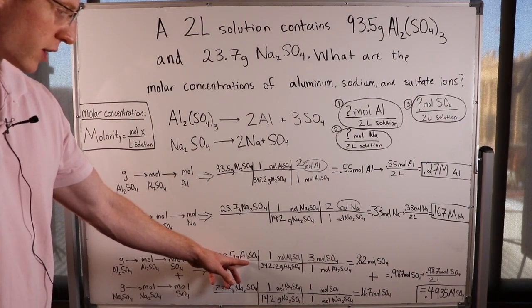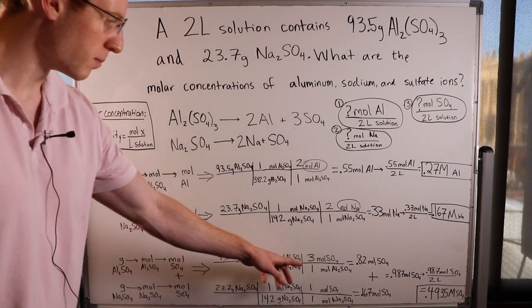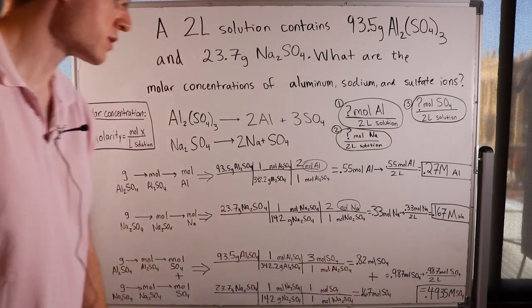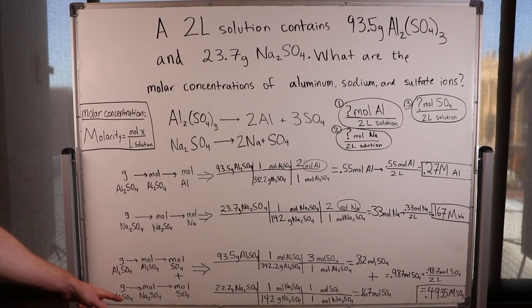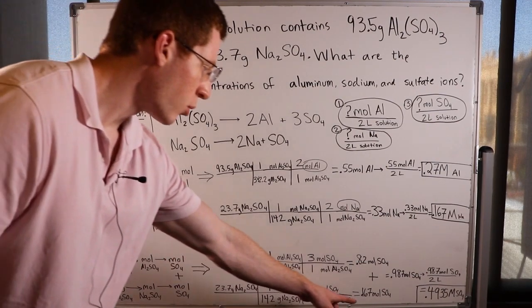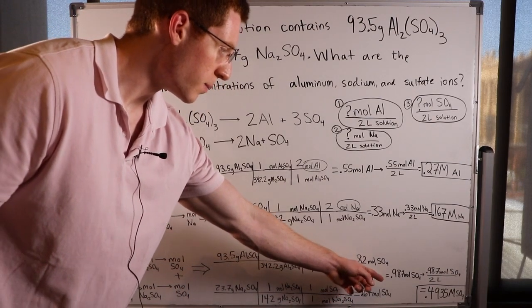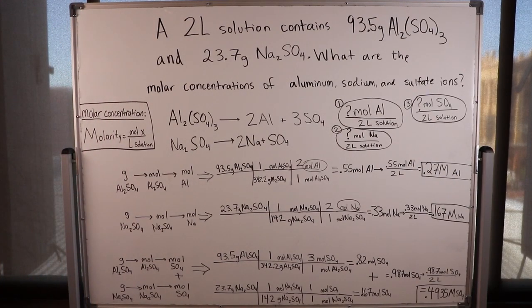We start out with grams of aluminum sulfate, and we end up with moles of sulfate. And once you do all this math, you get 0.82 moles of sulfate. And then when you do the same thing for the second reaction, you end up with 0.167 moles of sulfate. You add those together, and you get 0.987 moles of sulfate. Simply divide that by 2 liters as we did before, and you end up with 0.4935 molar sulfate. So it looks like a scary problem, but it's really not that bad. It's just stoichiometry dressed up in a bow of molar concentrations.